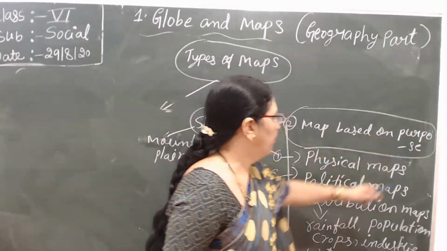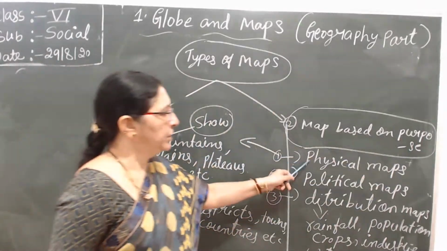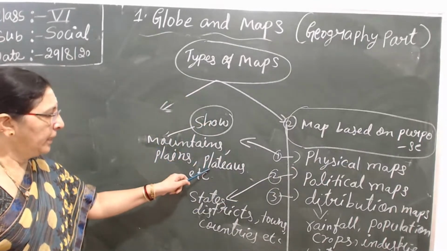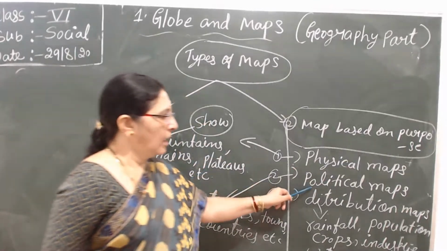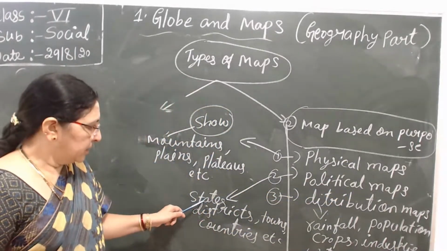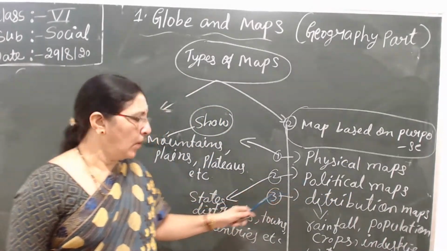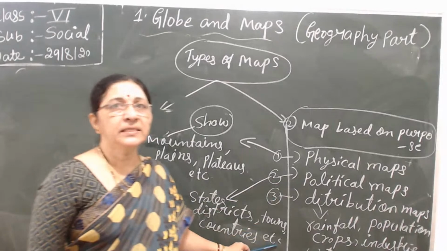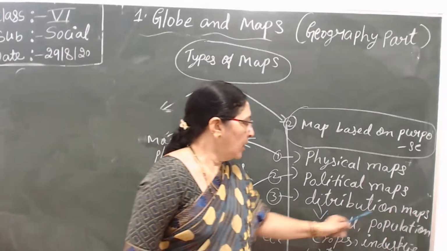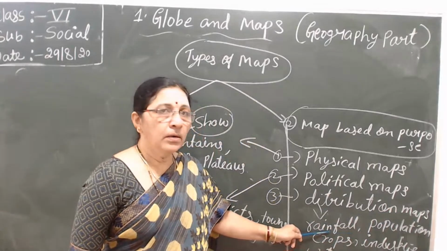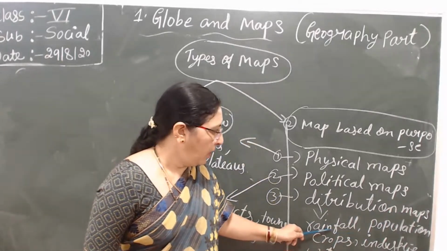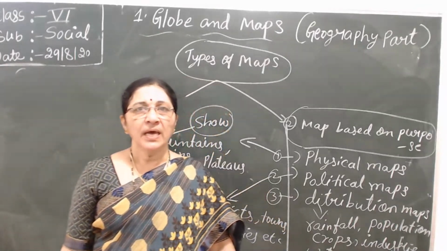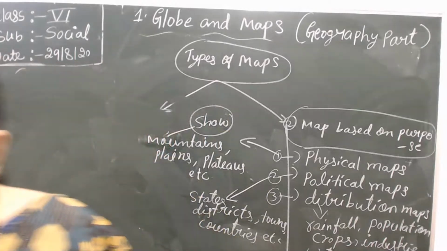Maps based on purpose: there are three types. Physical map shows the mountains, plains, plateaus, etc. Political map shows the boundaries: states, districts, towns, countries, etc. Distribution maps show definite features: rainfall, population, crops, industries, roadways, railways, etc.